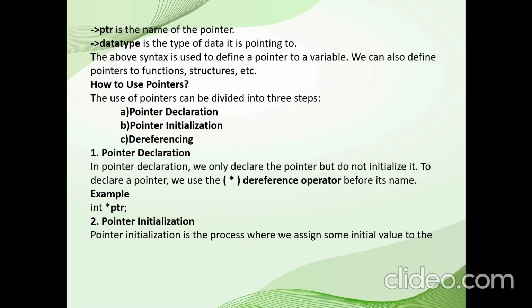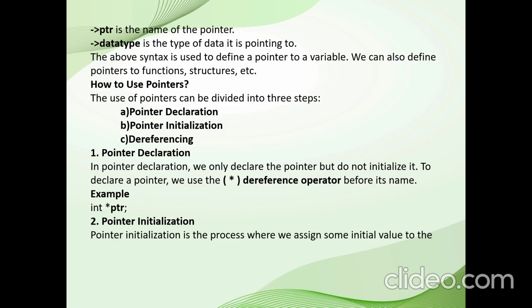In pointer declaration, we only declare the pointer but do not initialize it. To declare a pointer, we use the dereference operator before the name. So it is shown here. It is the example of int *ptr.